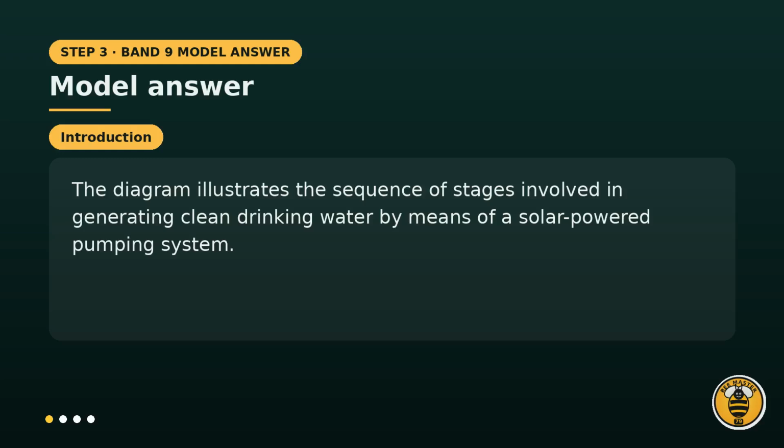Introduction. The diagram illustrates the sequence of stages involved in generating clean drinking water by means of a solar-powered pumping system.